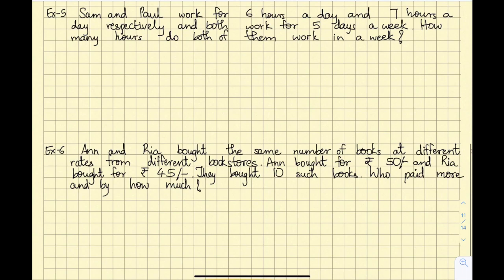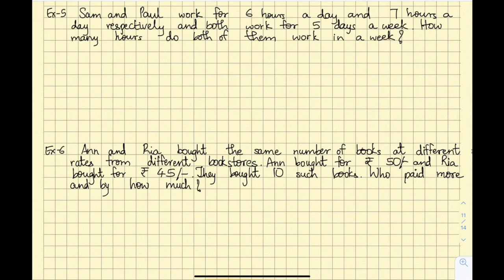Now we'll see some word problems, how we can solve these word problems using brackets. Sam and Paul work for 6 hours a day and 7 hours a day respectively. The term respectively means Sam's working hours are 6 hours a day, Paul's working hours are 7 hours a day. And both of them work for 5 days a week. So in a week, out of 7 days, they work for 5 days. How many hours do both of them work in a week?